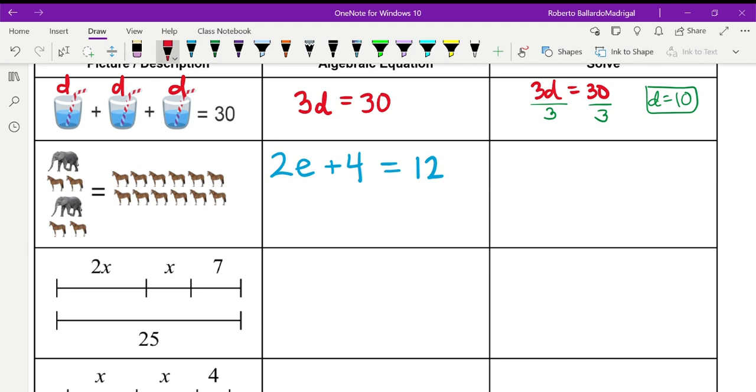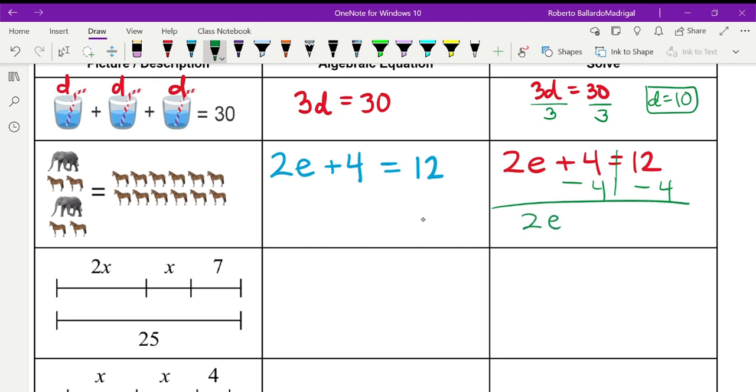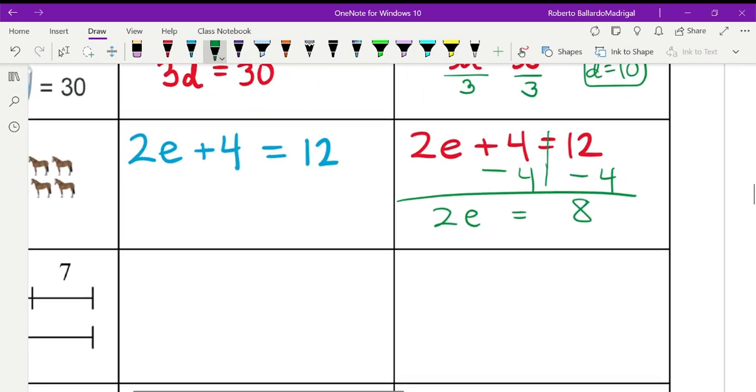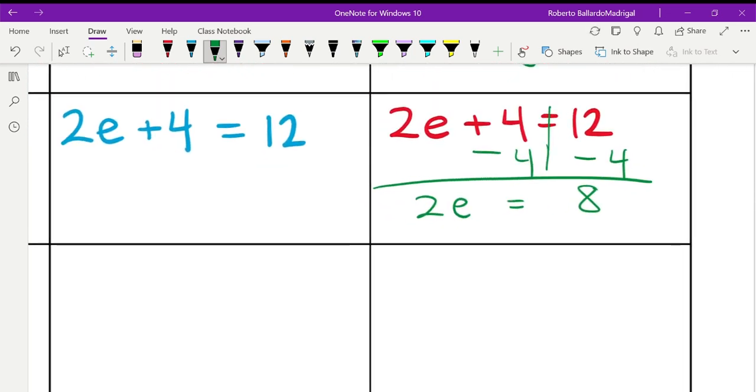So to solve this, 2e plus 4 equals 12. You're first going to begin by subtracting the horses. And this is a step that you guys told me about. You guys have to do this first step. You can take away the same quantity on both sides. So 2 elephants would then be equal to 8.